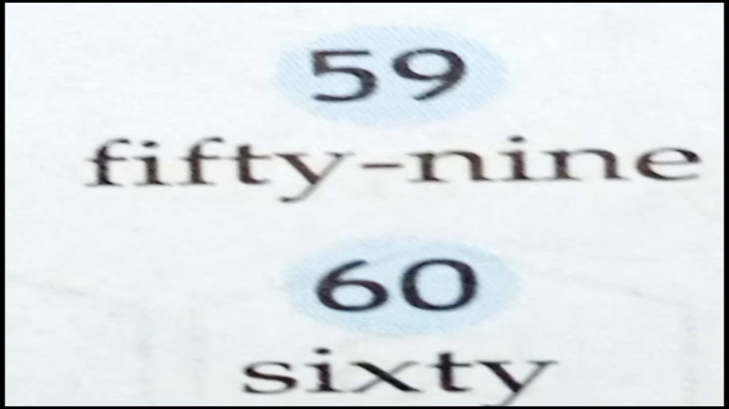Now, 60. S-I-X-T-Y, 60. Okay, students. Beta, 60 mein, hamara kya given hai? 0 and 6. Beta, jo isme ones wala part hai, usme kuch bhi given nahi hai. Isme sab tens hai. Okay, beta, jo zero hai, wo kaun sa part hai, beta, hamara ones ka. To wo blank hai, usme kuch bhi nahi hai. To yani ki isme koi ones nahi hai, isme sab tens hai. Okay, isme 6 tens hai hamare.